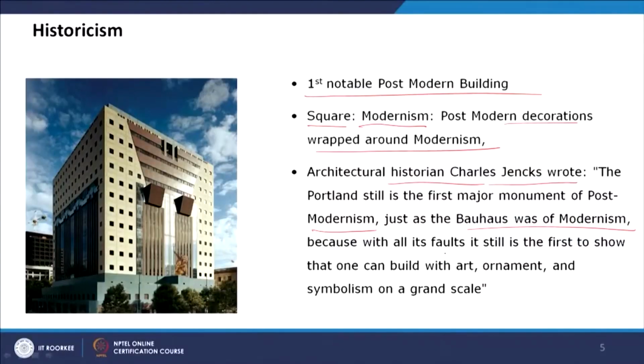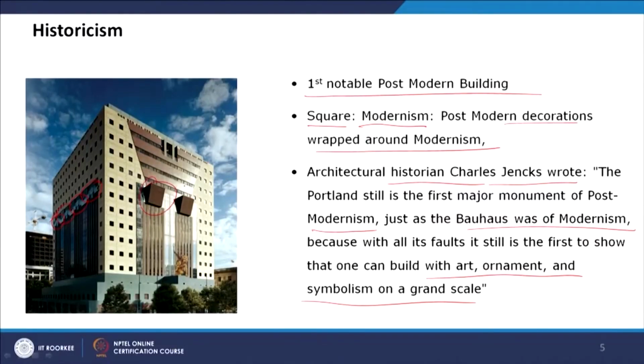With its faults, it still is the first to show that one can build with art, ornament and symbolism on a grand scale. So there is a lot of symbolism. Here you can see those ribbons are added. That is why many historians say this wrapped modernism in a postmodern gift wrapper.